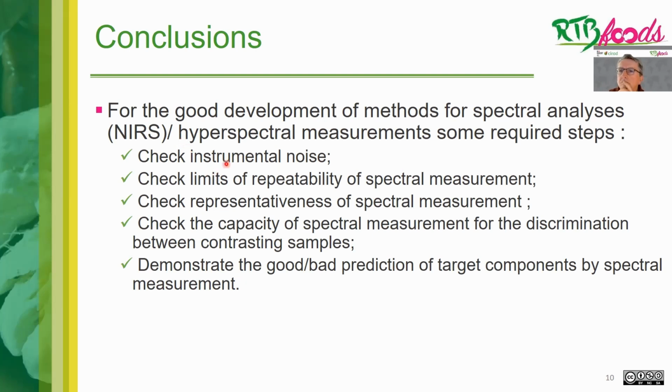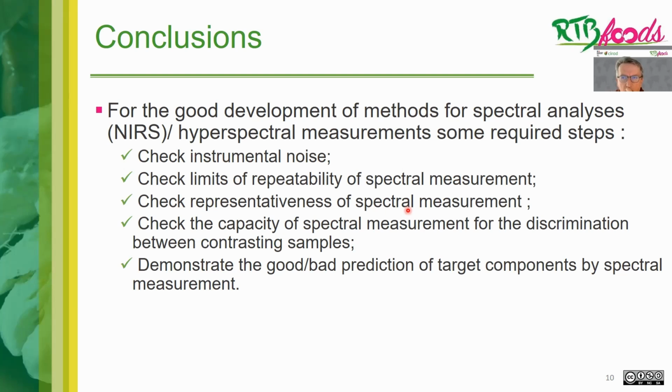Okay, and then if the instrumental noise is okay, we can go to check the limit of repeatability of spectral measurement, and also we have to check representativeness of spectral measurement to identify the number of samples to take per examples, per tubers, number of tubers per genotype. Okay, this is very useful to do this step.